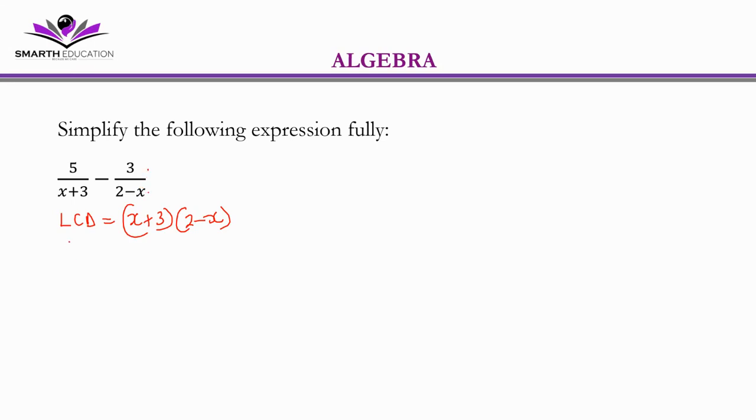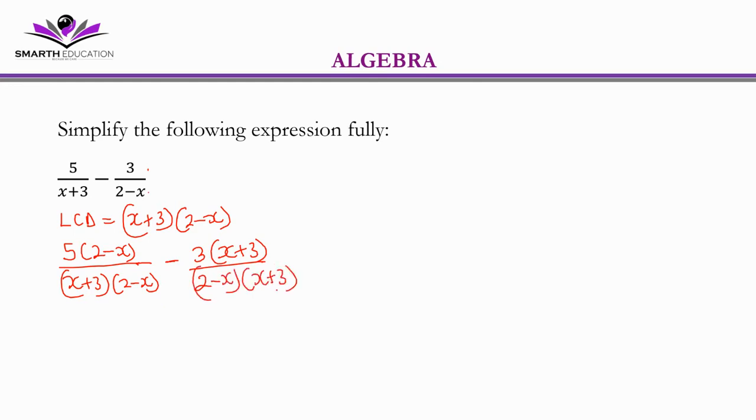So it's going to be 5 and then 2 times 2 minus x over x plus 3 times 2 minus x. Then minus 3, we are multiplying this one by x plus 3 so that we have the same denominator. This is x plus 3 over 2 minus x times x plus 3. Okay, so we have the same denominator here, x plus 3 times 2 minus x. So we can subtract the numerators.